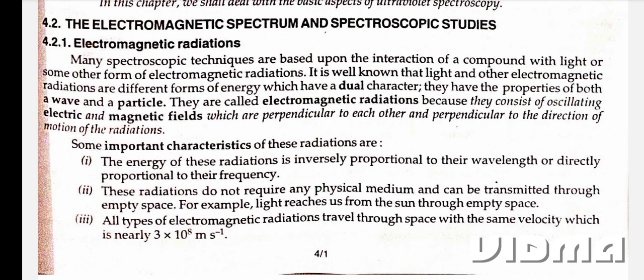Many spectroscopic techniques are based upon the interaction of a compound with the light or some other form of electromagnetic radiations. It is well known that light and other electromagnetic radiations are different forms of energy which have a dual character. They have the properties of both a wave and a particle. They are called electromagnetic radiations because they consist of oscillating electric and magnetic fields which are perpendicular to each other and perpendicular to the direction of motion of the radiations.